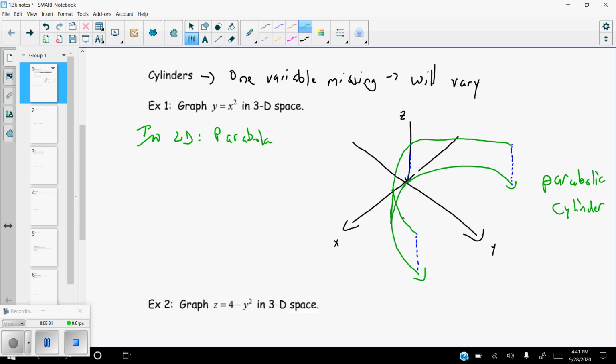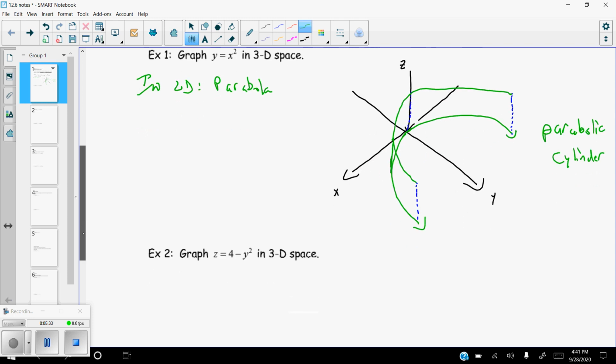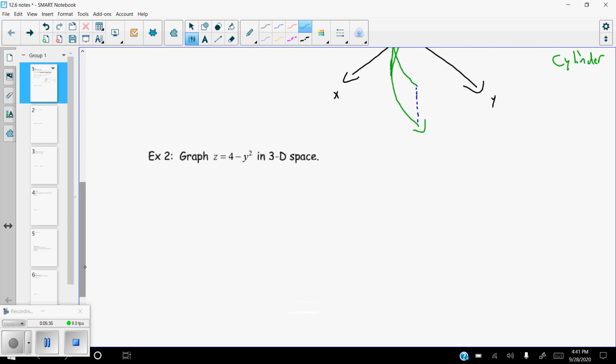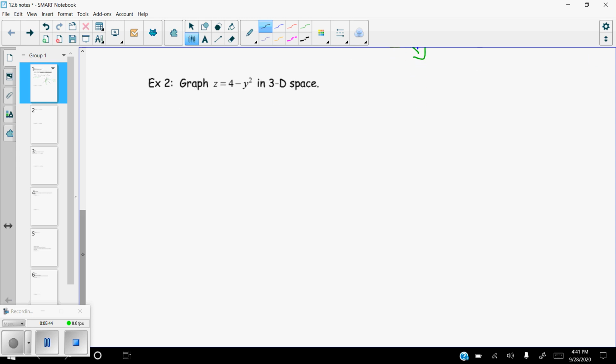Okay, so let's go ahead and look at the next one. Example number 2. So once again, you should be able to see you've got z equals 4 minus y squared, and this one is missing the x. So that means the x part is going to vary. So let's go ahead and sketch our x, y, z axis.